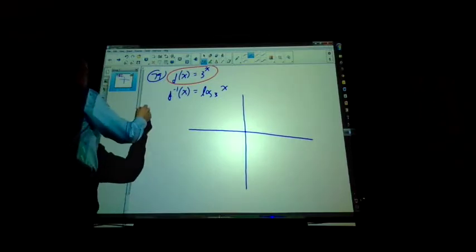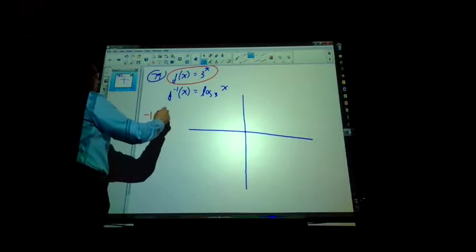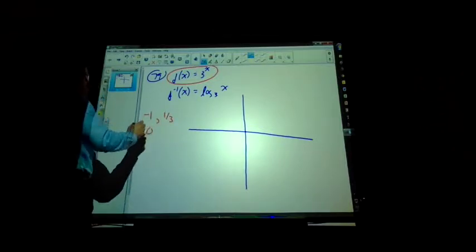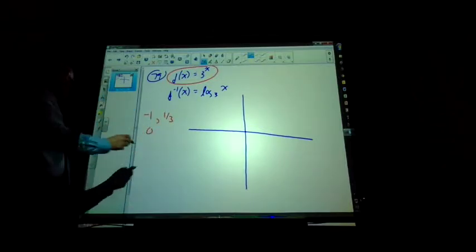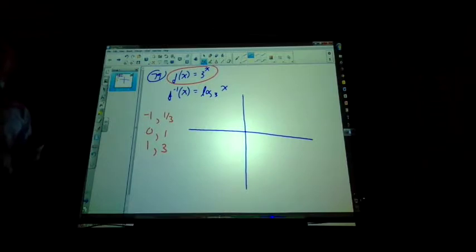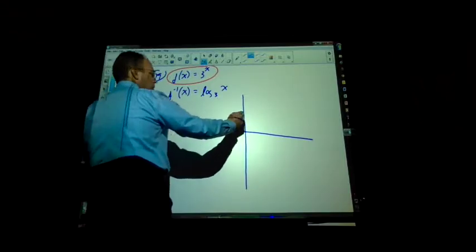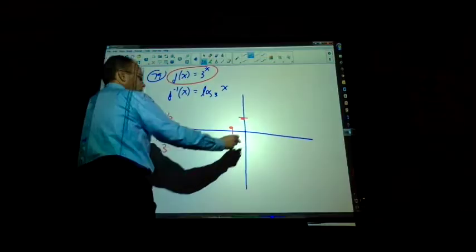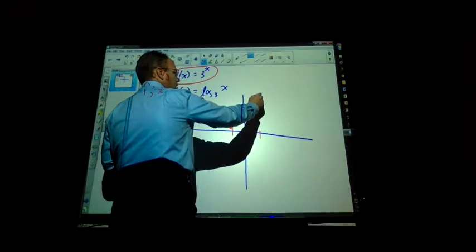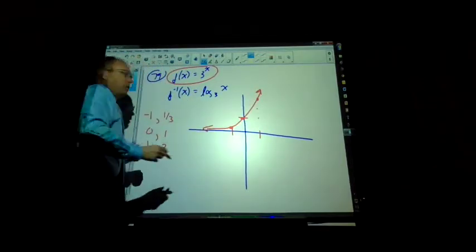So if I plug -1 in, I'd get 3 to the -1, which is just 1/3. If I plug 0 in, I'd get 3 to the 0, which is 1. If I plug 1 in, I'd get 3 to the first, which is just 3. And I could easily plot those 3 points, and I don't need to plot everything. So -1, 1/3 is about here, 0, 1 is about here, and then 1, 3 is up here. So this particular graph looks like that.